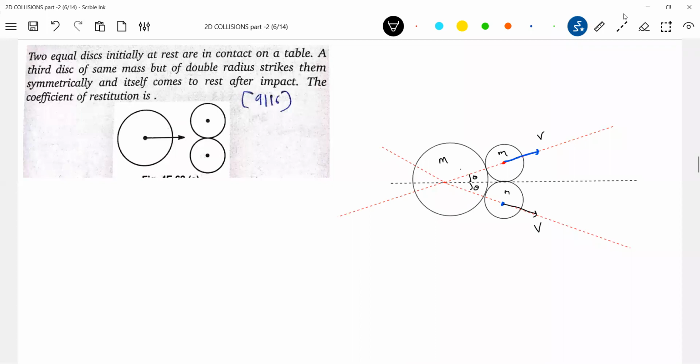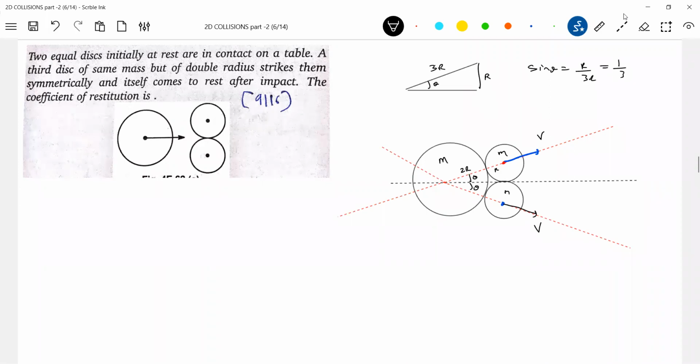The radius is double. So when you draw that triangle, what you should take is this is r, this is 2r, this is theta. Sorry, this will be 3r. Sin theta equal to r by 3r, 1 by 3.